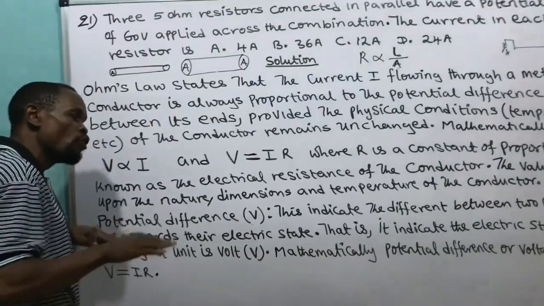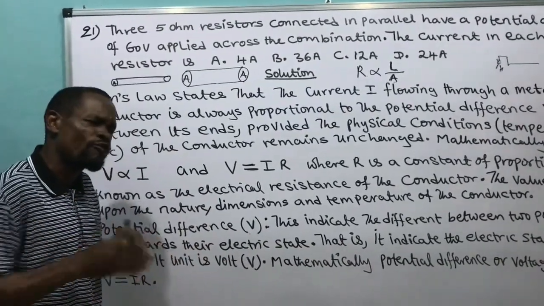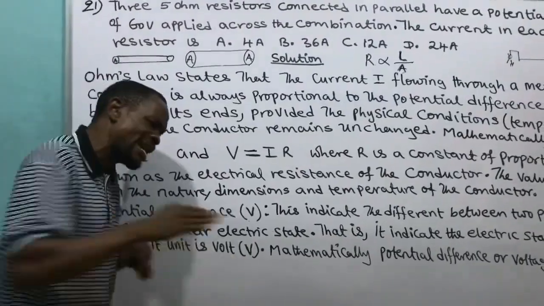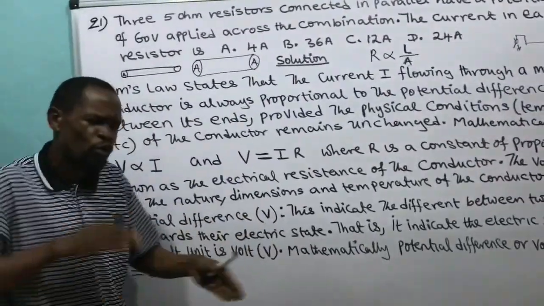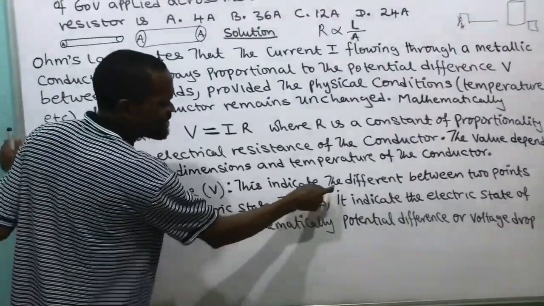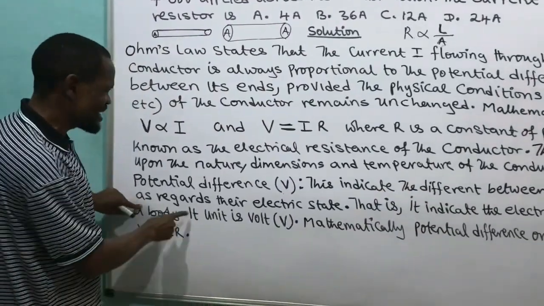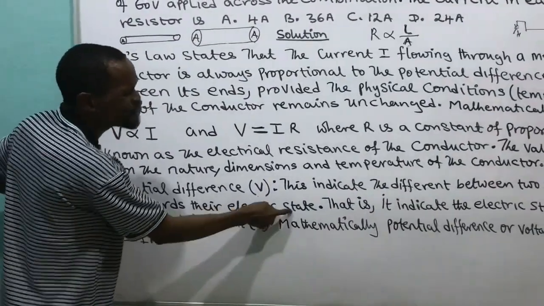There will not be any flow of current or what? Electron. You know what we said? When we said a flow of current, we are talking about flow of what? Electron. Electron flow is what we call current flow. Then when I say potential difference, this indicates the difference between 2 points as regard their electrical state.